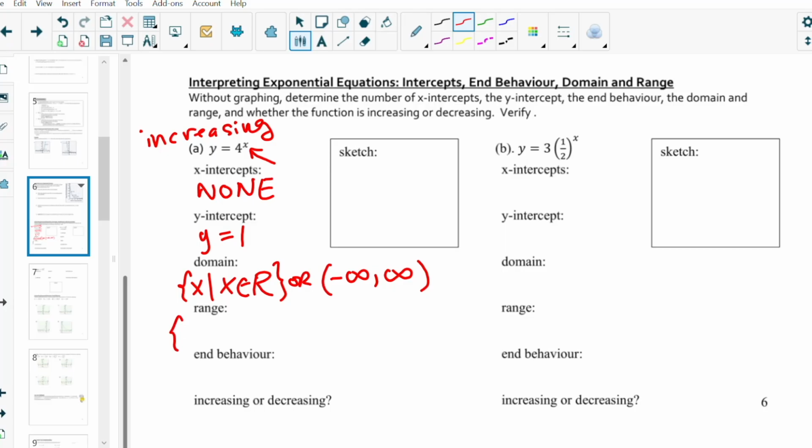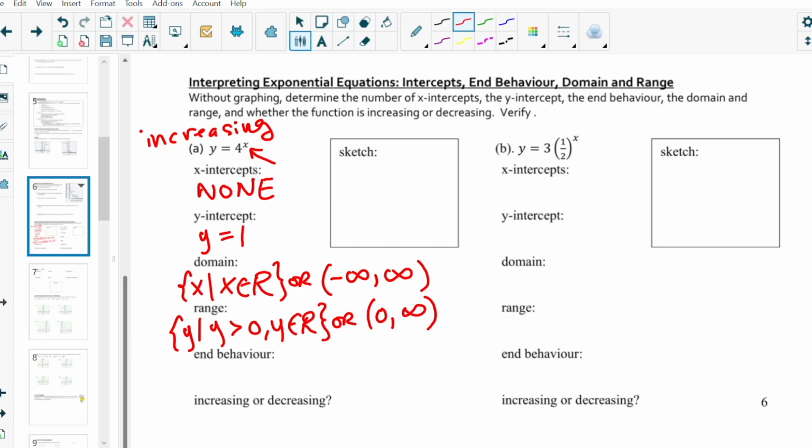The range, okay, we know y could never be 0, right? But it's going to be greater than 0. Y such that, okay, so how do we write that in interval notation? Y such that y is greater than 0, y is an element of all real numbers, or round bracket 0 and then all the way to positive infinity.